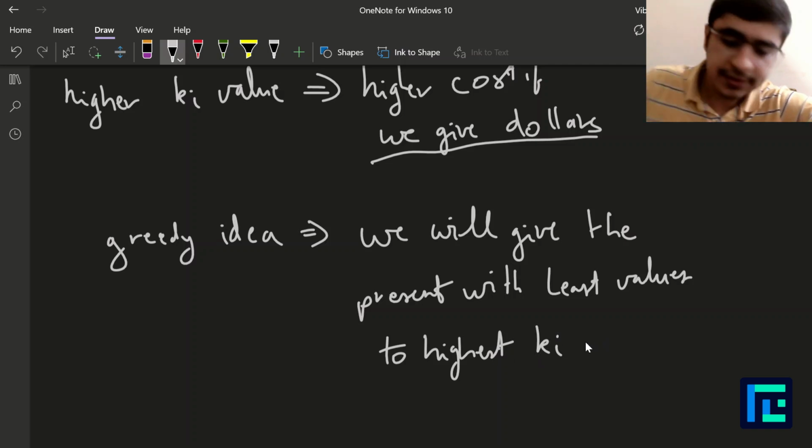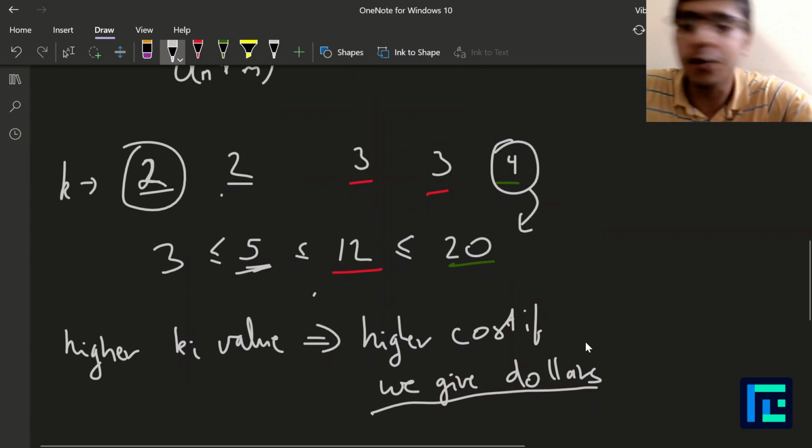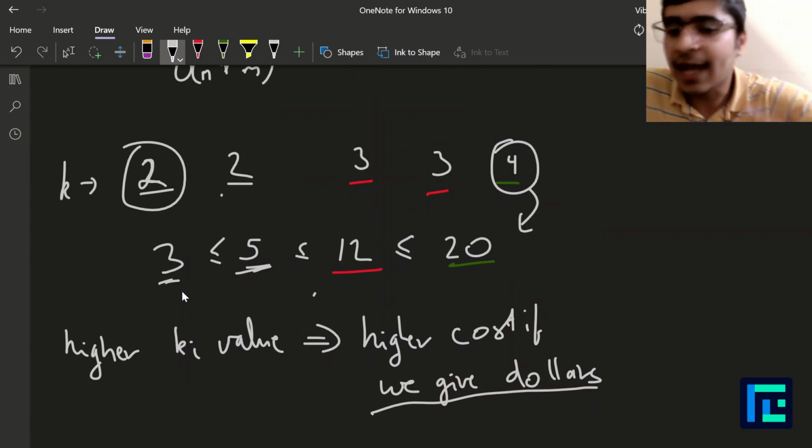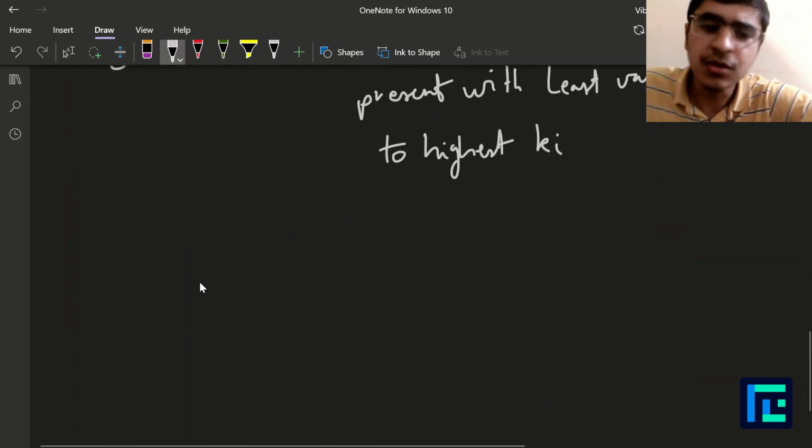Now why are we doing this? See, as we saw, a higher ki will require more dollars if we don't give them a present. So it is better for us to give them a present as long as we can, right? The smaller present, we can give it to them. But you'll be like, why are we giving them the smallest present? Won't it help us later on? So let's try to see that case.